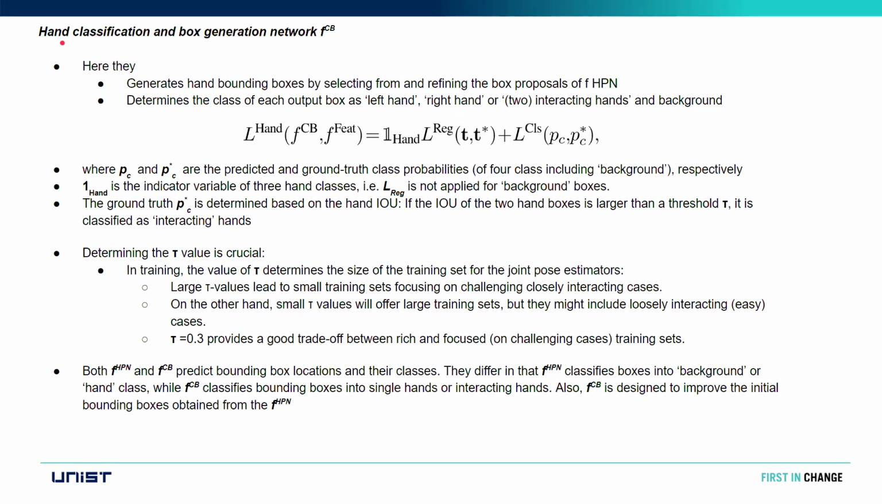For hand classification and box generation, they generate a bounding box by selecting from the proposed bounding boxes, and then they separate those into left hand, right hand, interacting, and also background. Sometimes a proposed bounding box is empty, so it is classified as background. And this is the loss function they use for this network.